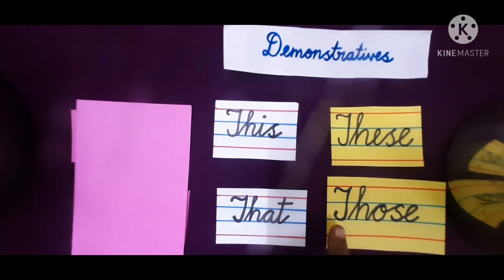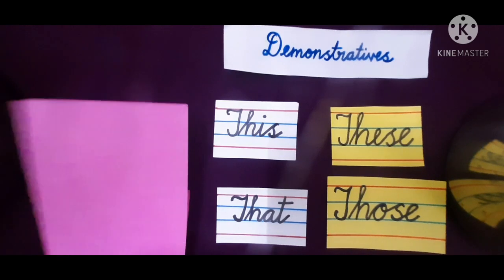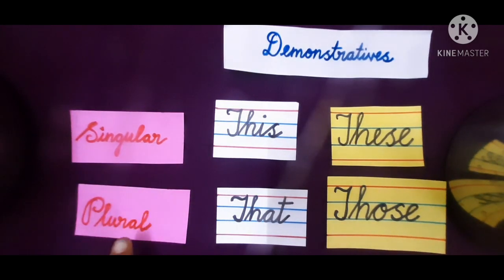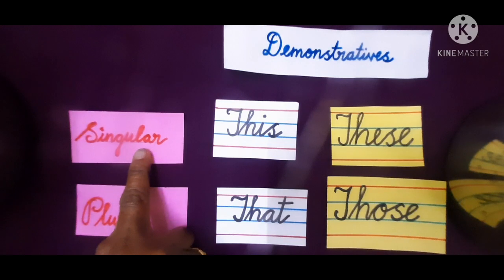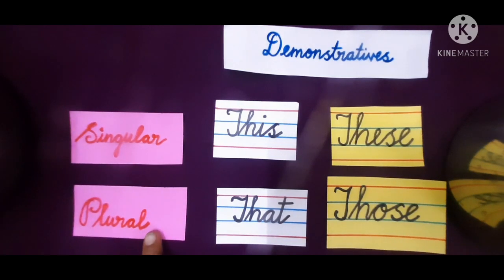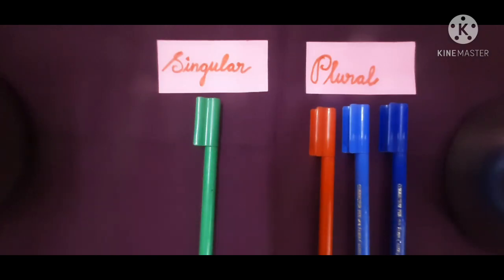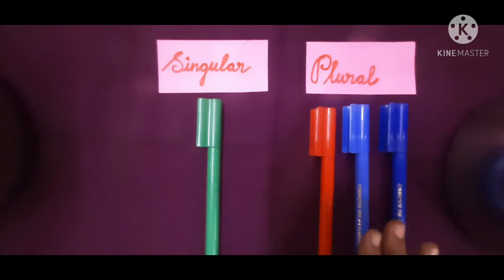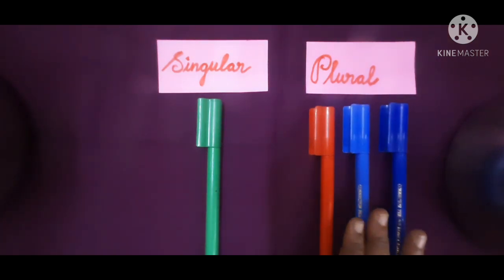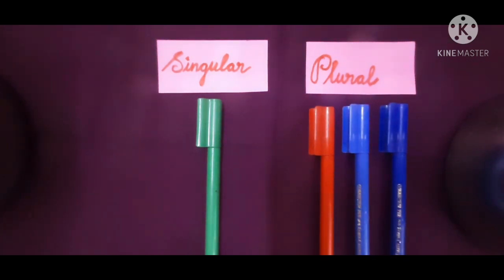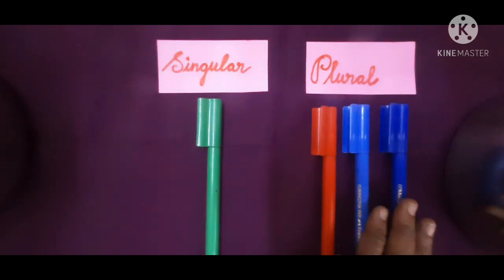Before going into these concepts, please explain to your child about singular and plural. What is singular? What is plural? We'll just see now. Look at this picture. Here there is only one sketch. Here, more than one sketches. One object, more than one object.